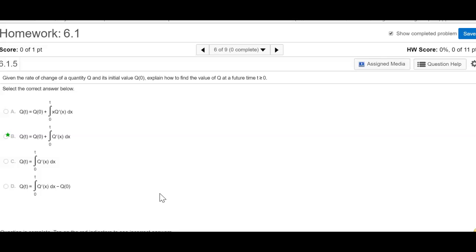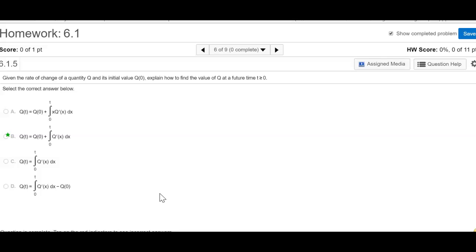Basically, if you have position and its initial value, and then you also have the rate of change, so in a position problem this would be like velocity, right? And we want to find the position at a future time. Well, what we're going to do is integrate from where we started to where we end of that velocity. And we know that's going to give us our displacement, so how far we are from our initial position. And then if you add that to your initial position, that will give you your new position.